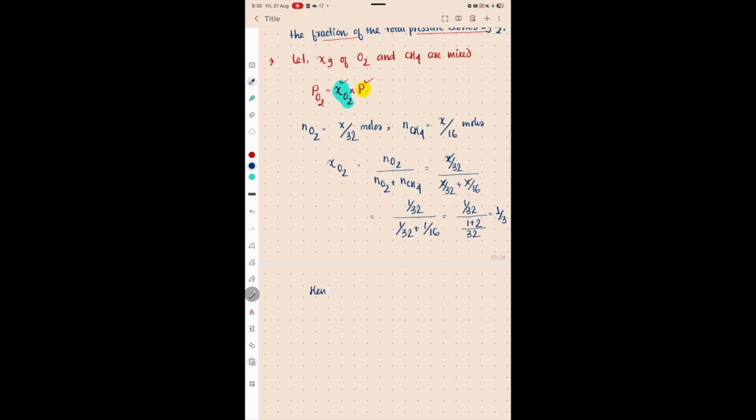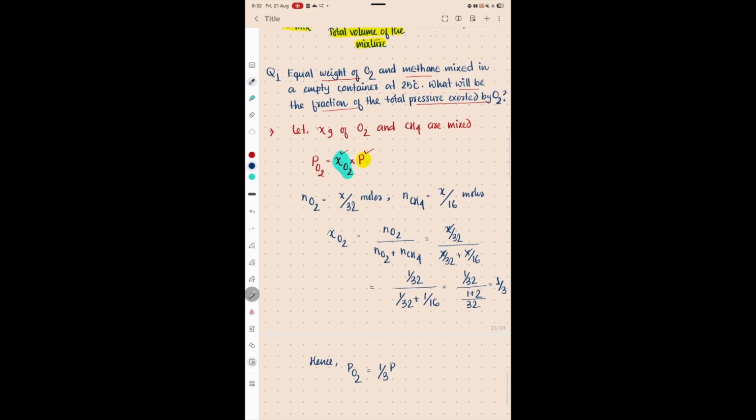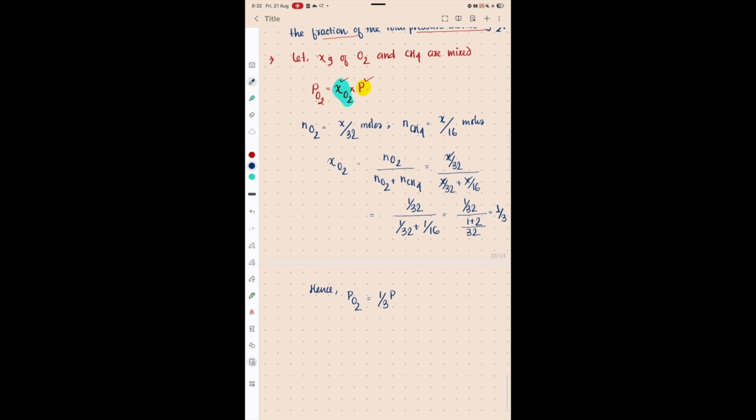Hence the partial pressure of O2 will be equal to 1/3 of P, right? So the question says what will be the fraction of the total pressure exerted by O2. So 1/3 of the total pressure will be exerted by O2, right?